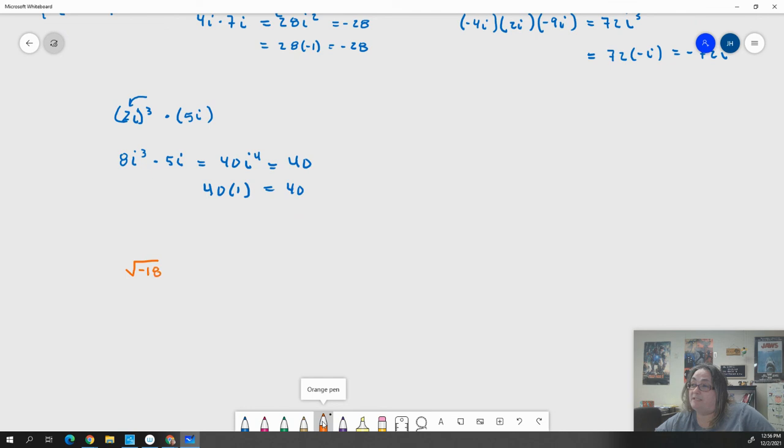negative 18 times the square root of negative 10? Do you remember how to combine those in terms of multiplying square roots times each other? All you would do is keep them under the square root, and you can make it negative 18 times negative 10 underneath there, right?